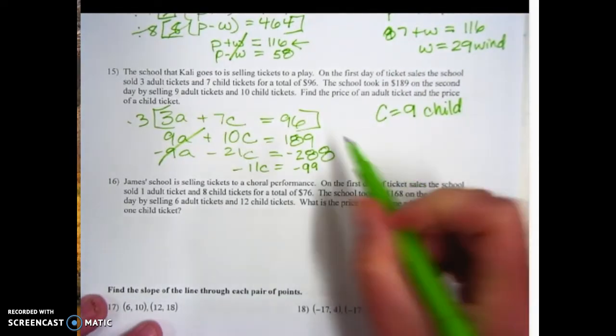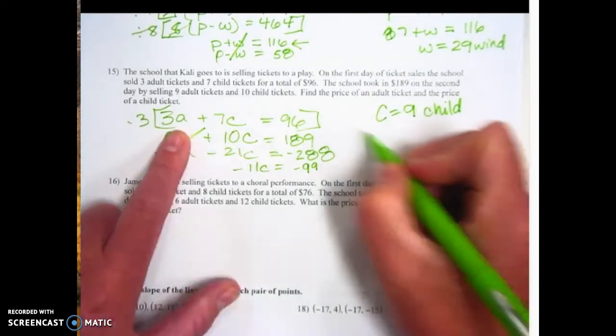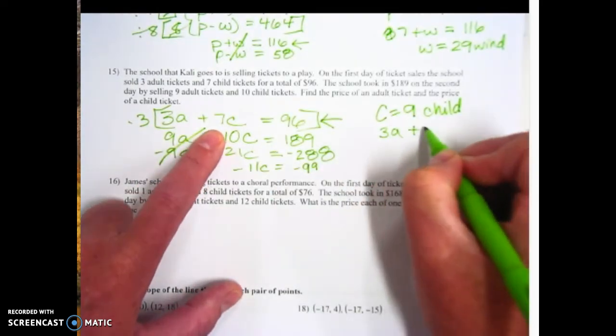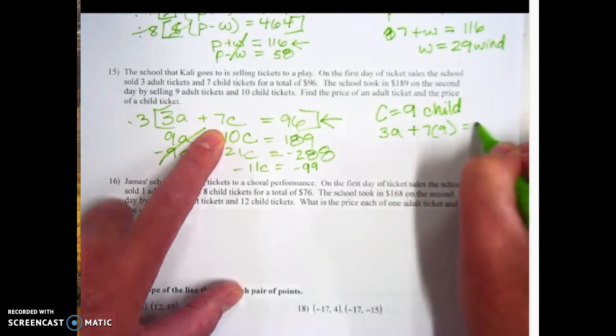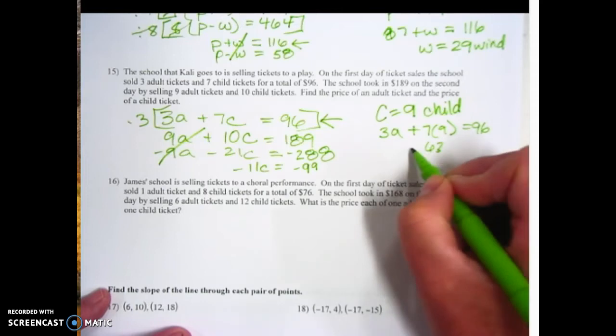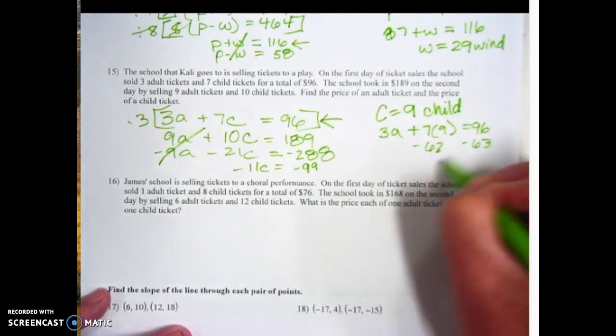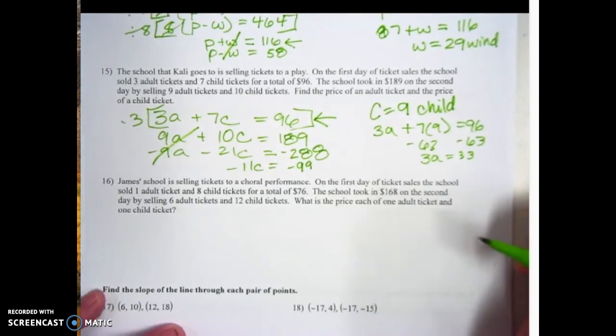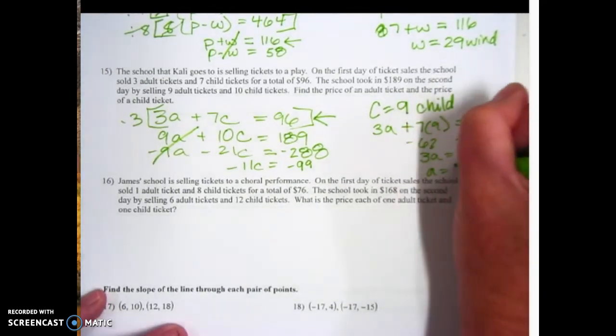Okay? So to get the adult tickets, I used this first equation right here. So I said 3a plus 7 times 9 is 96. 7 times 9 is 63. So you actually just want to subtract 63 from both sides. So 3a is 33. Divide both sides by 3, you get an adult ticket of $11.